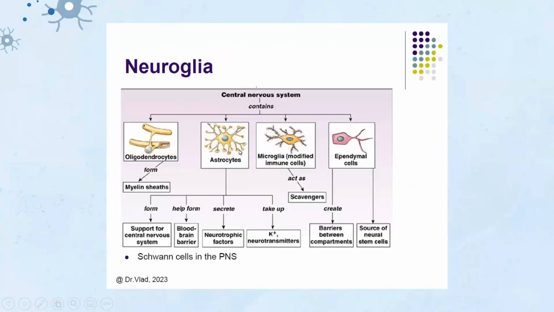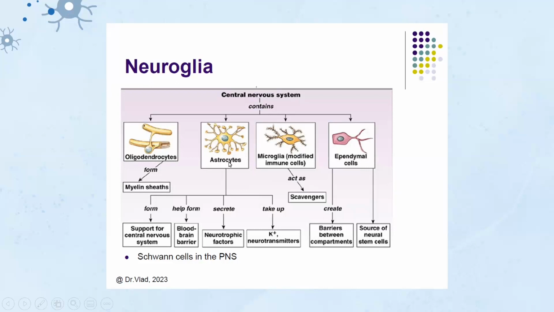We said that the neuroglia are supporting cells, and they do not conduct impulses. They do not have the ability, like the neurons, to conduct impulses or to be involved in electrical signaling. There are multiple cells called neuroglia. You have the oligodendrocytes, and their function is to form the myelin sheaths. This is what we talked about before, the myelin sheath that wraps around the axon. So what makes the myelin sheath are the oligodendrocytes.